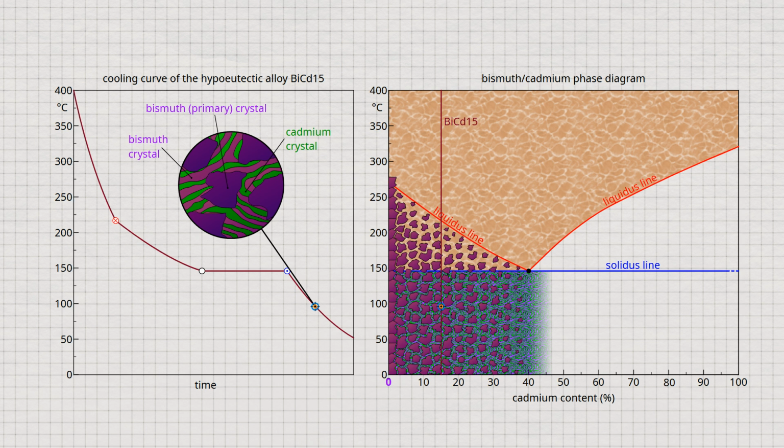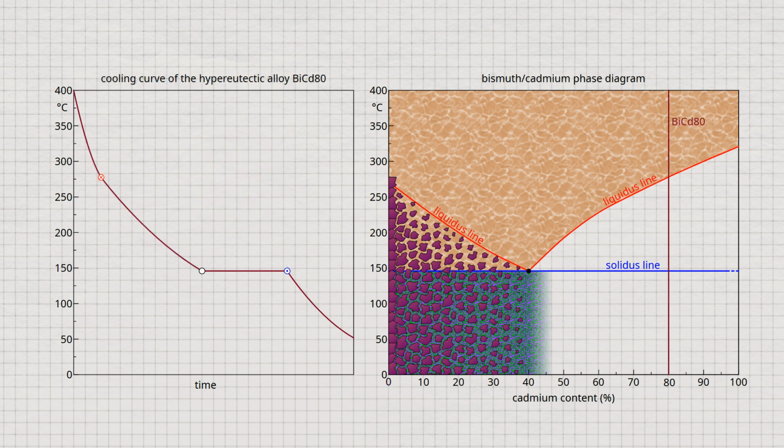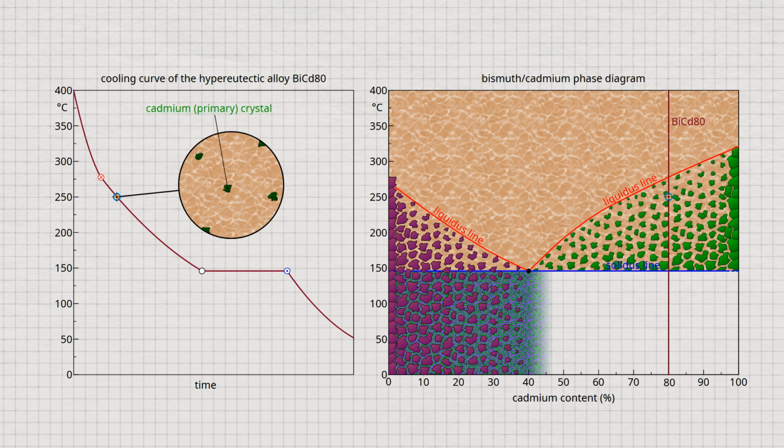Let us now look at the formation of the microstructure of an alloy that lies to the right of the eutectic point. Such an alloy is also known as a hypereutectic alloy. Specifically, we will consider the hypereutectic alloy with 80% cadmium. The microstructure formation of a hypereutectic alloy is similar to that of a hypoeutectic alloy. The only difference is that primary crystals of pure cadmium are the first to crystallize out of the melt. The precipitation of bismuth is completely suppressed.